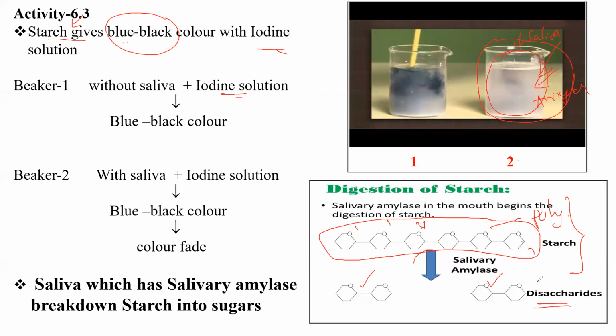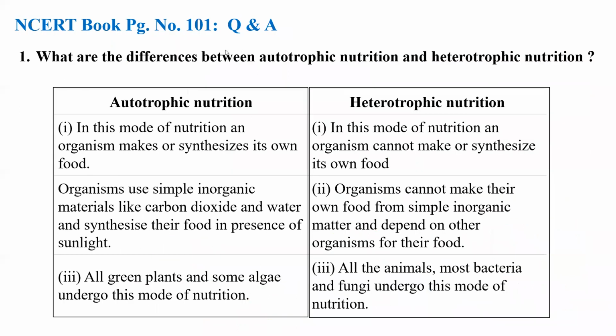So complex form to simple form. This is happening in the test in the second beaker. That's why there is no color. From this activity, what do we come to know? Saliva, which has salivary amylase, breaks down starch into sugars. This is about activity 6.3. Let's move to the questions and answers on page number 101.